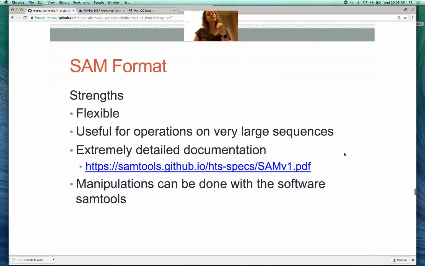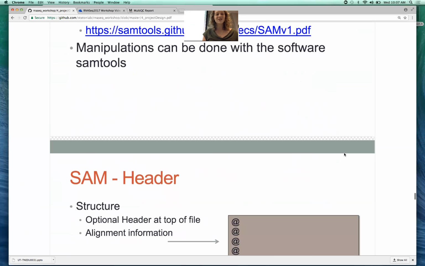So the strengths of this format: it's very flexible, so you can store lots and lots of different types of information. It's pretty useful for operations on very large sequence data sets. Probably one of the reasons that it has become ubiquitous is it has really good documentation. So if you're a software developer and you need to be logically consistent with producing a SAM file that will interoperate with everybody else's software, there's documentation to tell you how to do it. And there is this great software package called SAMtools that allows you to manipulate the SAM files. We'll be seeing that this afternoon, or this morning.